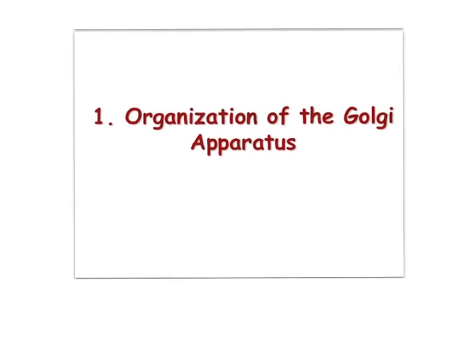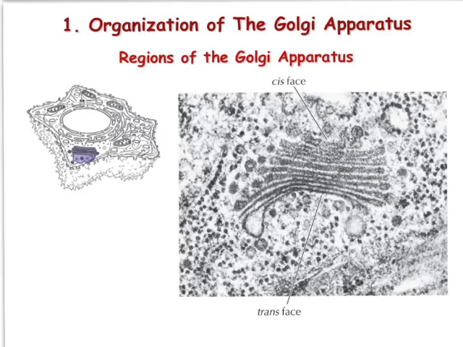Let's start with the organization of the Golgi apparatus. The Golgi is composed of flattened, membrane-enclosed sacs, also known as cisternae, and their associated vesicles. One very interesting feature of the Golgi is its polarity.